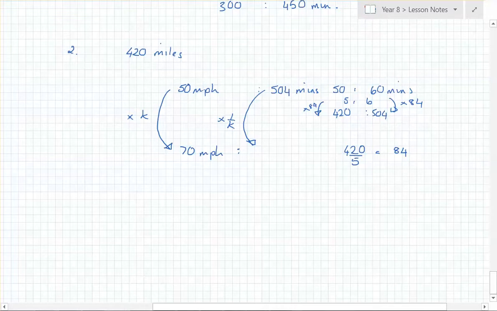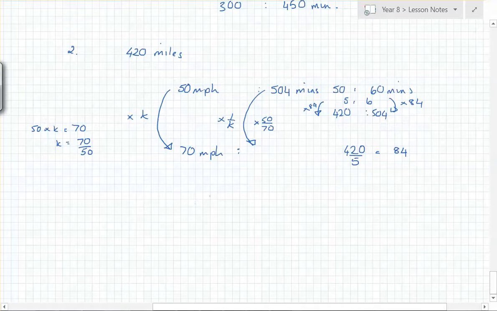So this is how we can do it slightly differently. Instead of working out all of this on the right hand side for 70 miles per hour and then doing the comparison, what do we multiply 50 by to get 70? It's actually quite easy, because 50 times k equals 70. How do I find what k is? 70 divided by 50. So this will be multiplied by 50 over 70.